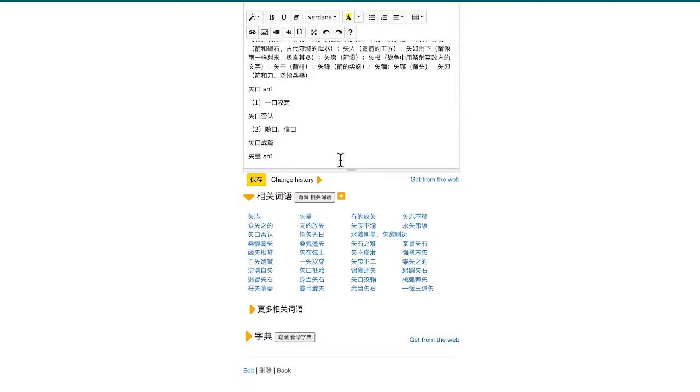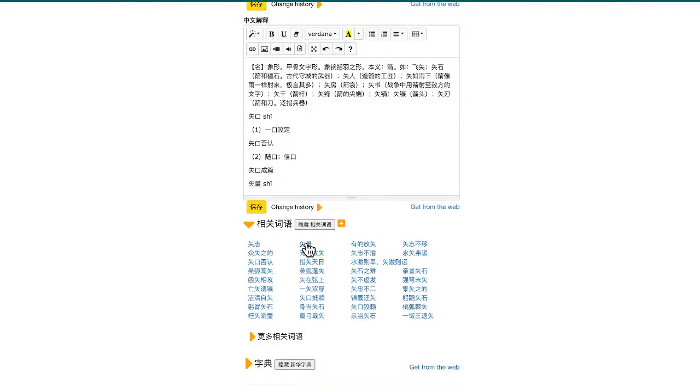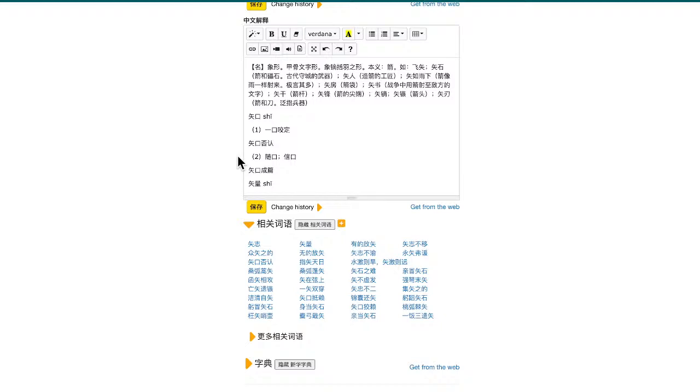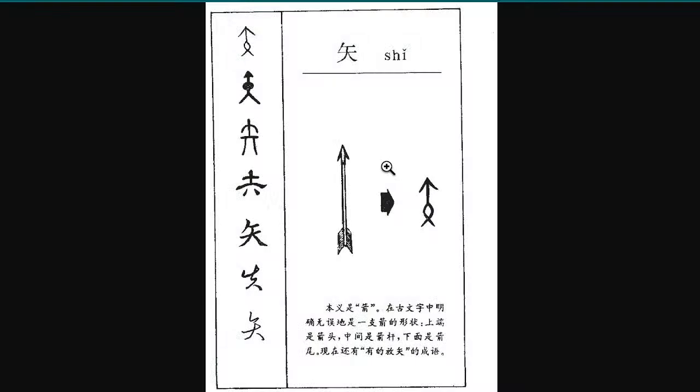Also this means arrow. Now there's a word called 矢量. 矢量 means vector. So a vector means there's a force with a direction, right? It's a vector. So this is 矢. Now this character, if you look at it, it's literally a picture of the arrow. See that? Look, it's the oracle bone character. Literally, it's a picture of the arrow. Later on, of course, they stylized it, and then it looks less like an arrow. Okay, so this is 矢.